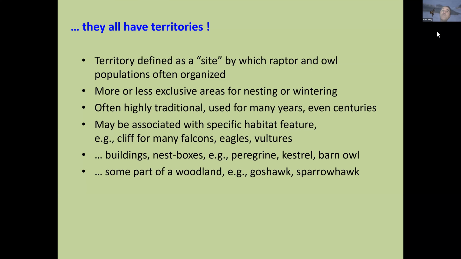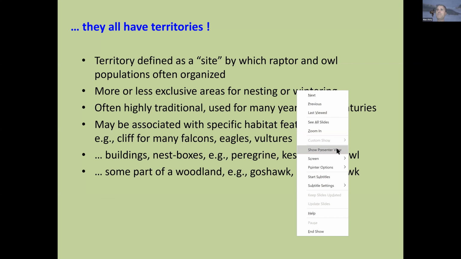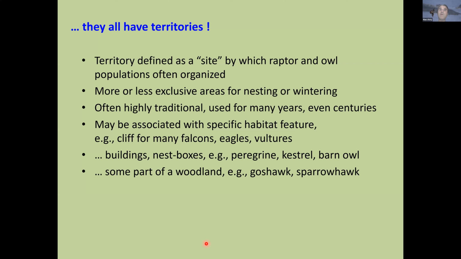And often territories are associated with specific habitat features like cliffs, or buildings maybe, or man-made structures like nest boxes. But even for tree-nesting raptors like goshawk or sparrowhawk and many others all over the world, it has been found that relatively stable territory networks occur even in woodland over time.